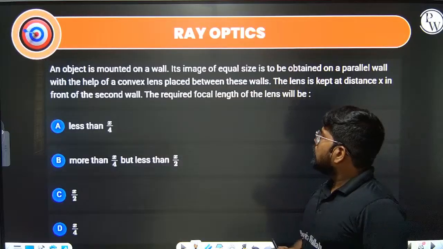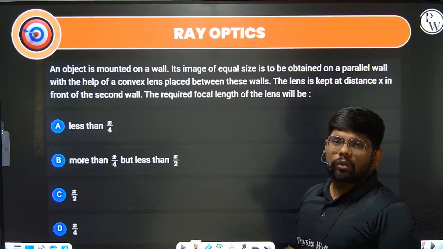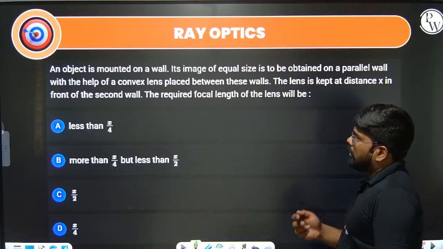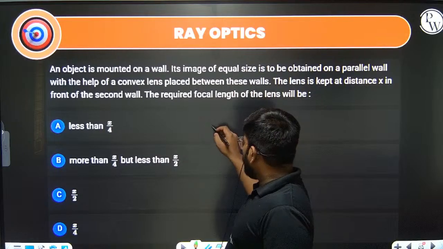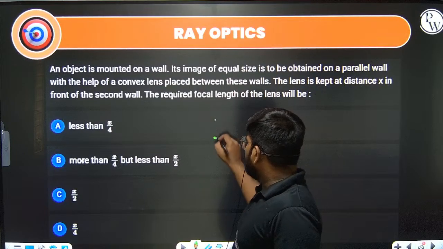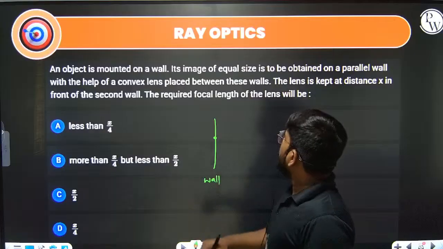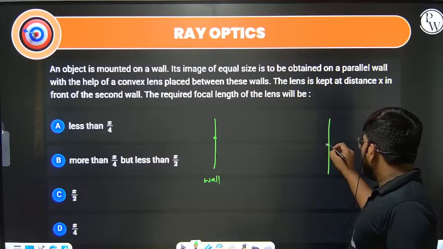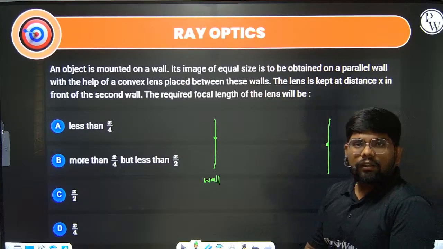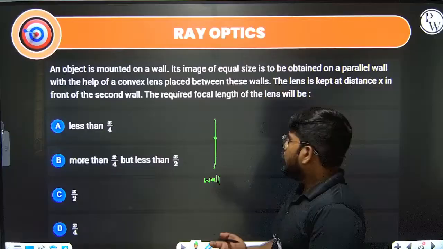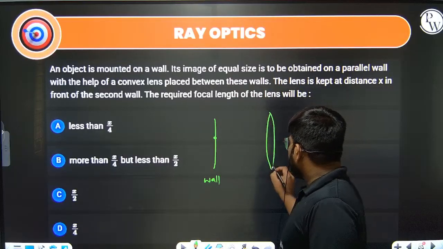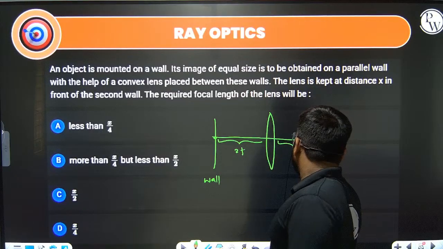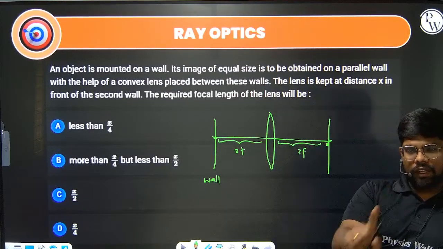Next, regarding lenses, most of the questions are like this, which is why it becomes very important. Let us see how this question is framed. An object is mounted on a wall. There is an object on the wall. An image of equal size is to be obtained on the parallel wall. The image should also be the same size. When object and image are the same size, there is only one condition: if the object is kept at 2f and the image is also at 2f distance, then only it is possible. There is only one case.